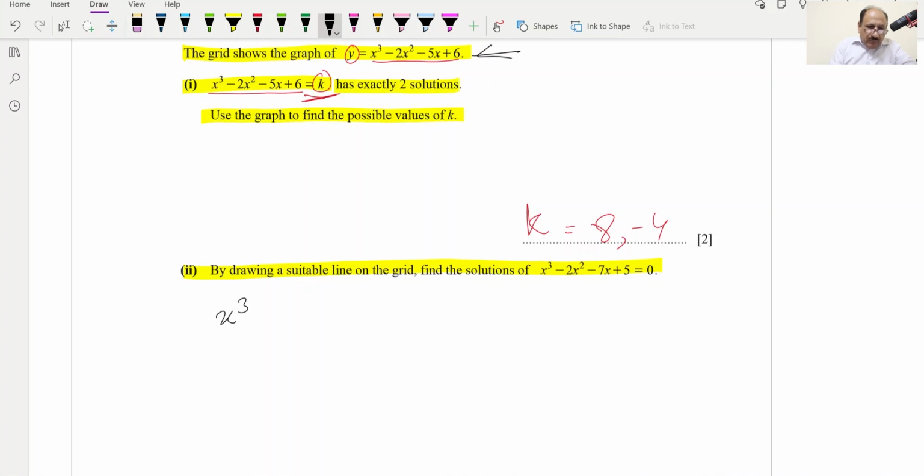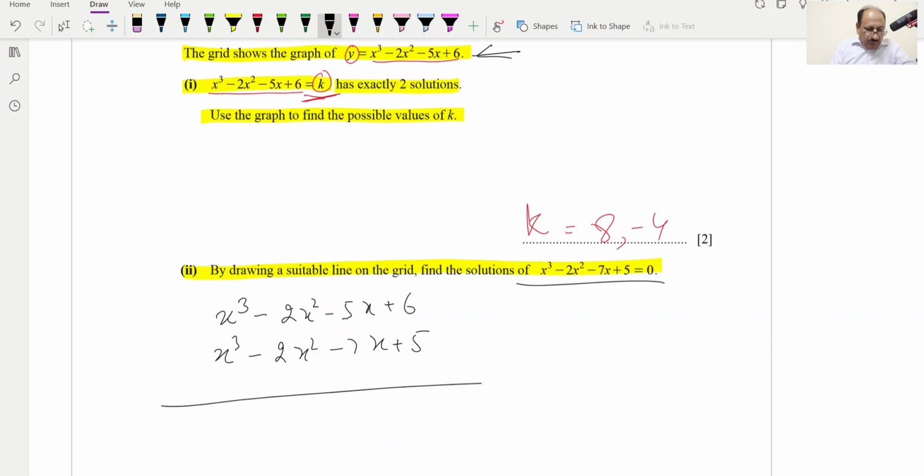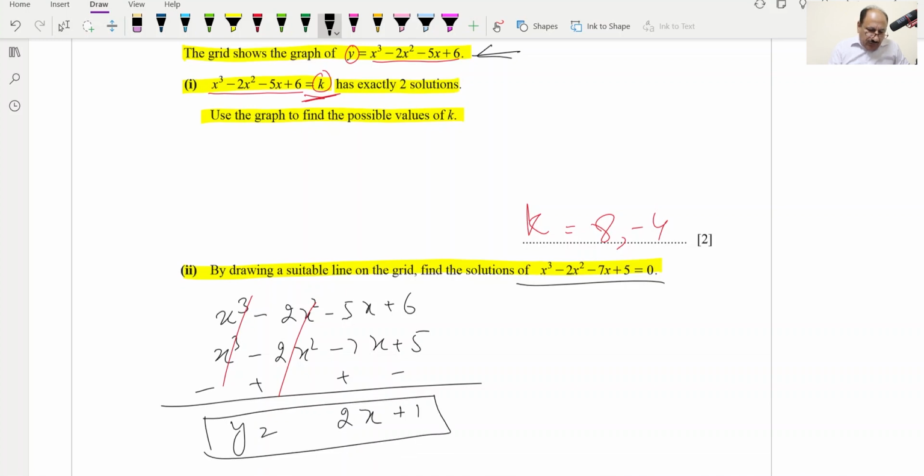So x cubed minus 2x squared minus 5x plus 6, and this equation also we write, and we will check the difference of these two equations, minus 7x and plus 5. If you check the difference, we will change sign, and after changing sign we can cancel this and this, and what we will get will be 2x plus 1. So y is equal to 2x plus 1 will be our equation which we have to draw.